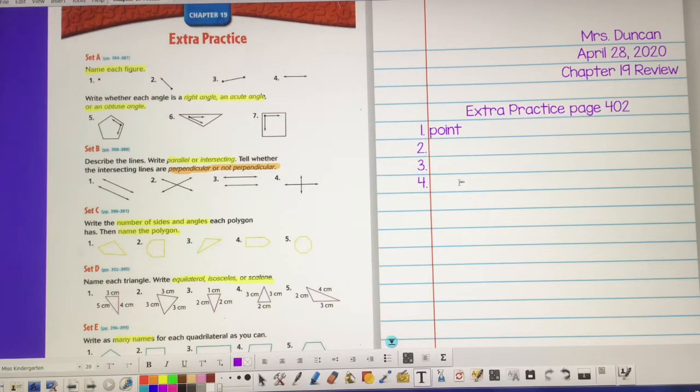Then I'm going to go to number 5, where we have, what are these angles? Is it a right, acute, or an obtuse angle? So number 5, is it a perfect square corner? I don't think it is. So I know it's not a right angle. Now, is it acute or obtuse? Is it smaller or larger?